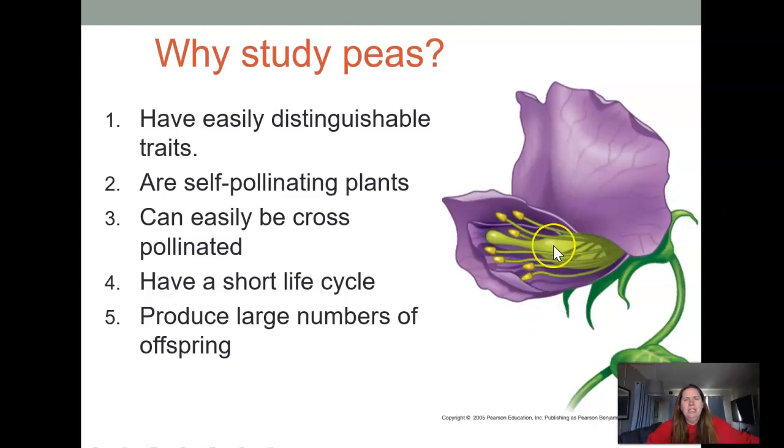And then the last two really have to do with the efficiency with which he was able to carry out this experiment. Pea plants grow really, really fast. They have a fairly short life cycle, and they produce lots and lots of offspring. So this allowed him to do a lot of repeated experiments in a very short amount of time and get lots and lots of really good data so that he could run the numbers and do the math and create those data tables to analyze what he was trying to investigate.